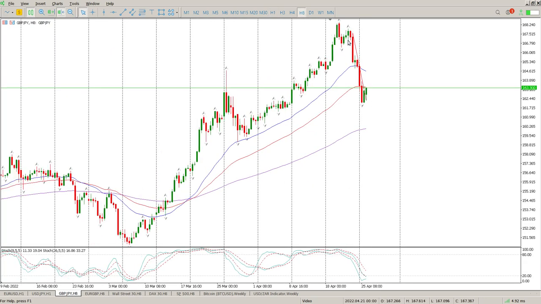Moving on to British pound Japanese yen, we've had a pretty strong move down. Let's get onto the 8 hour. We had a pretty strong move down, and as we expected yesterday, you're more than likely going to range.